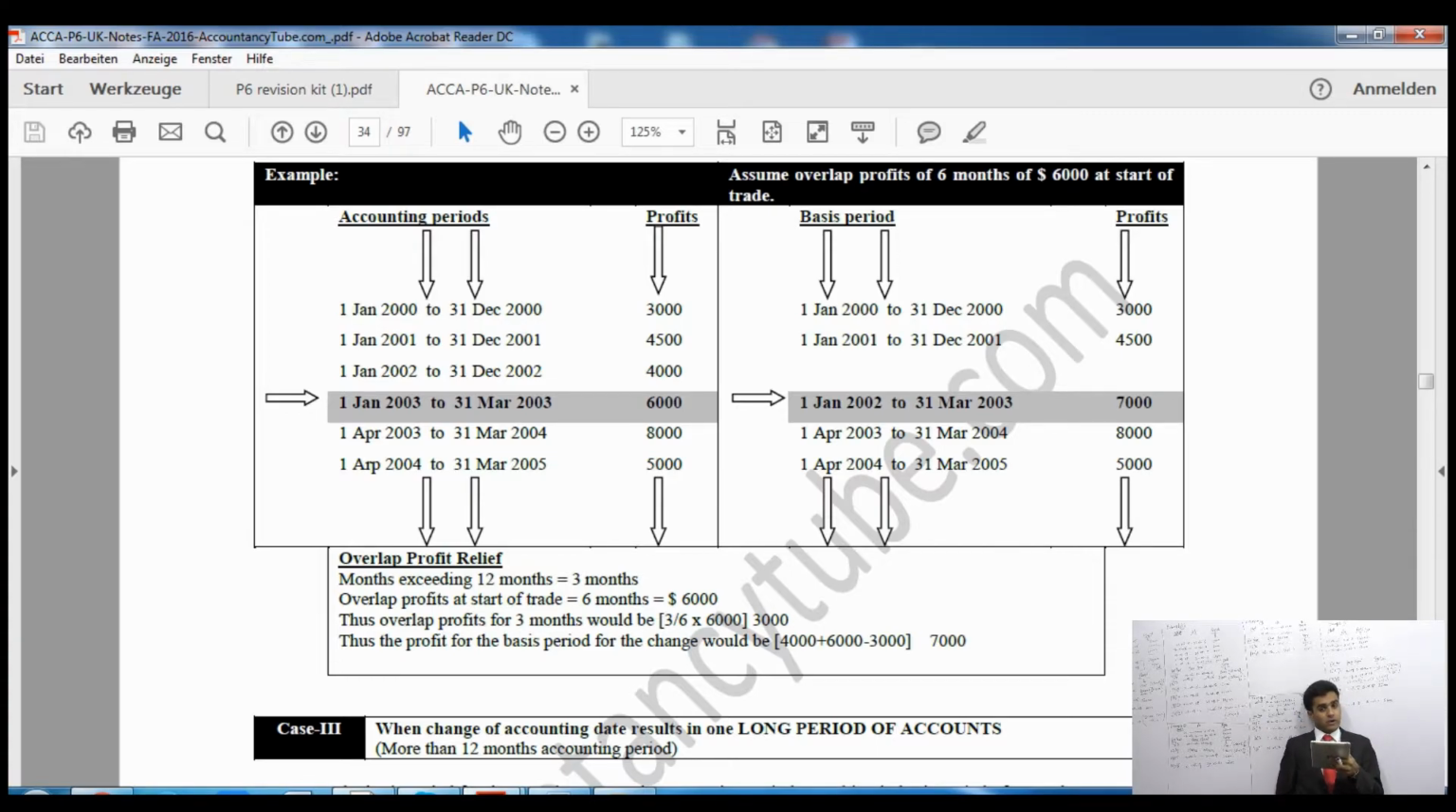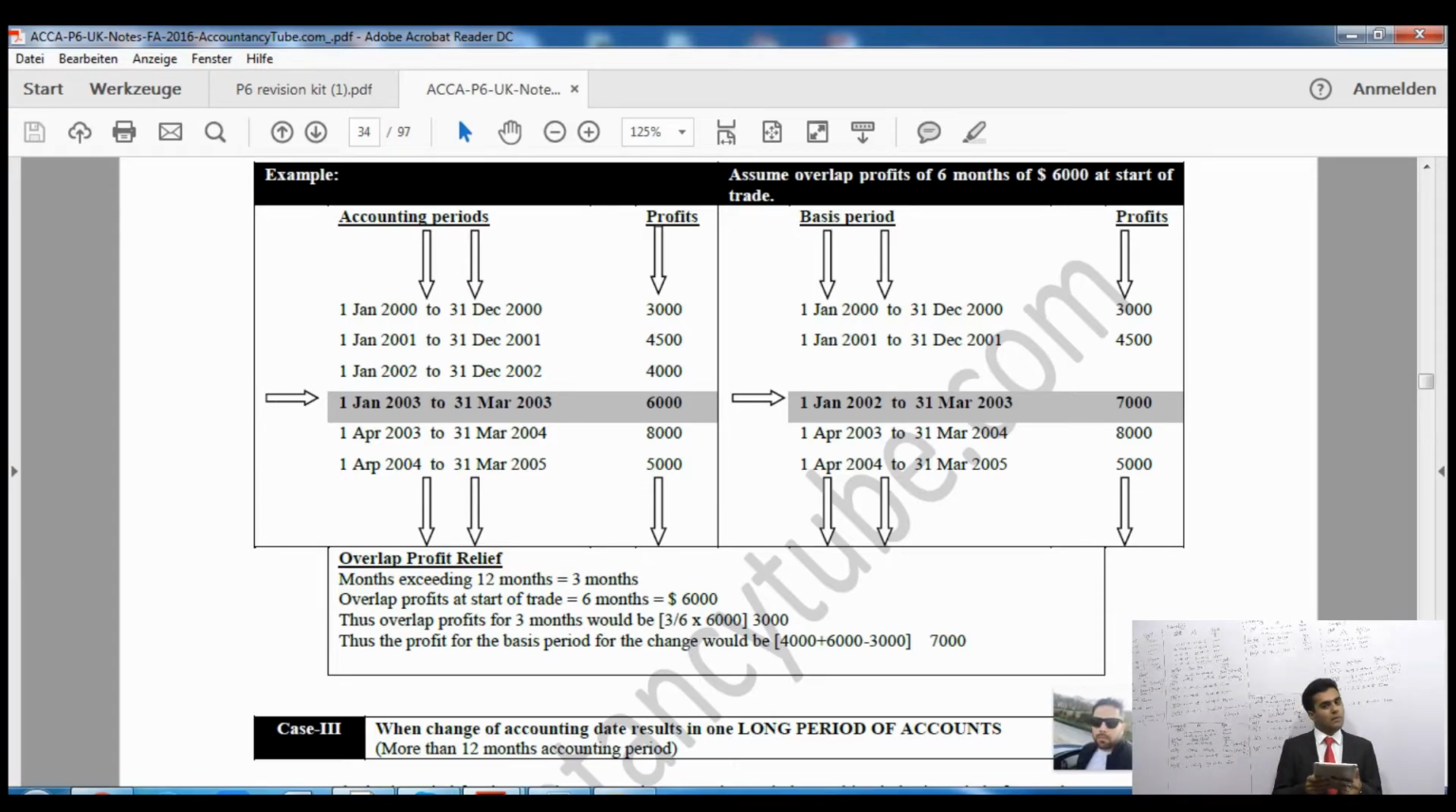Now, at the start of the trade, the overlap profit was $6,000, and that was for 6 months. Now, if we take the 3 months of overlap profit, which will obviously be half of that, it will be $3,000. Now what we do is we take $4,000, which is the profit of the previous accounting period, for 12 months. We take that one and add 6,000 into it as well, which is the new accounting period where we made the change. So 6,000 plus 4,000 is equal to $10,000, but we will give the relief of overlap profits.